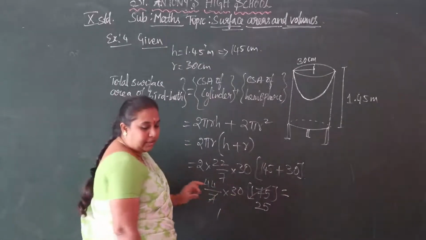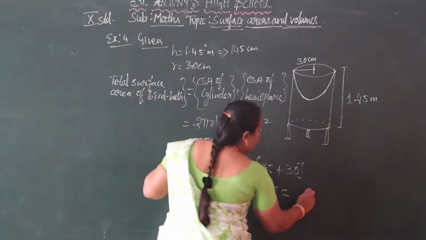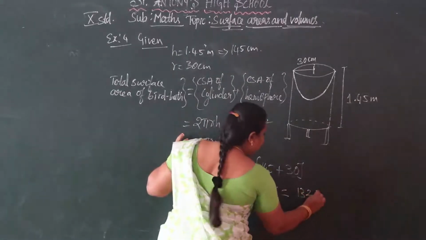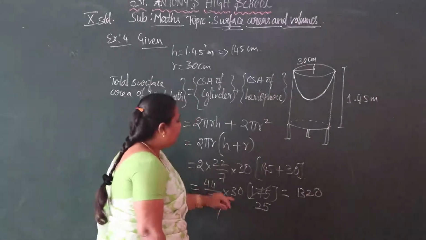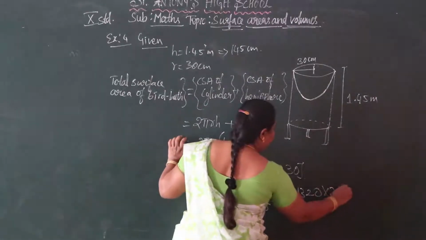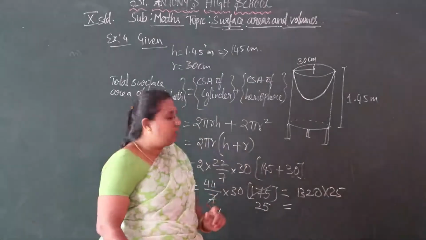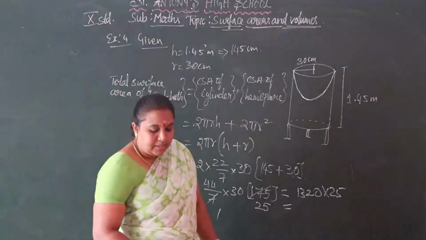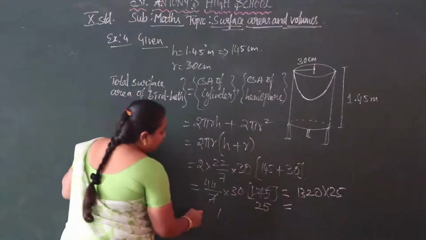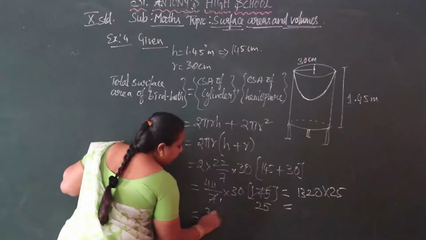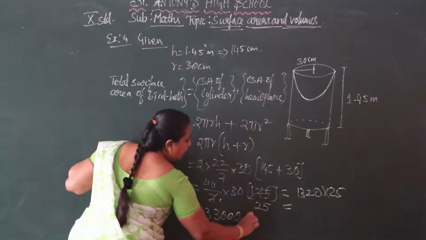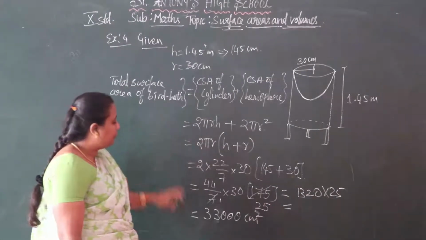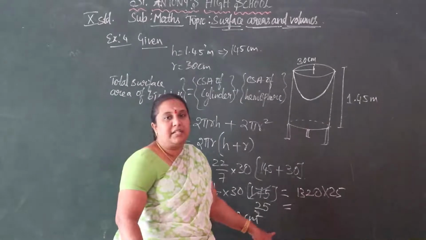So we have 25. So that is equal to 44 into 30. 44 into 30. We have, see, 3 fours are 12, balance 1. So 3 fours are 12, 30, so 0. Okay, so 1320 into 25. So we have the answer 1320 into 25. We get 33,000 centimeter square. Okay, so total surface area of the bird bath equals 33,000 centimeter square.